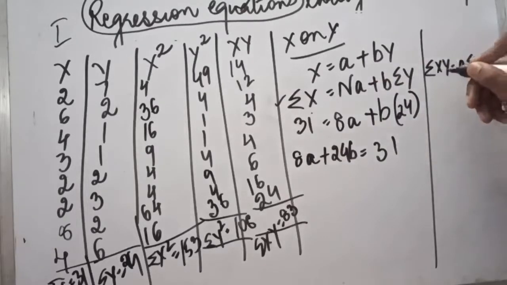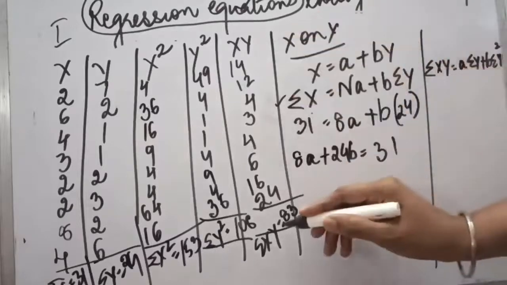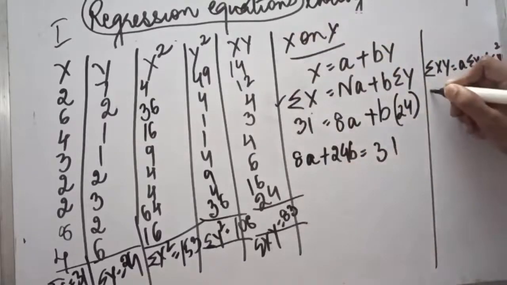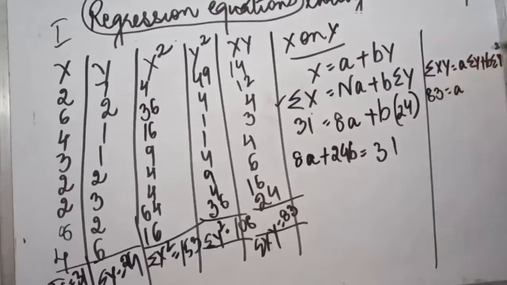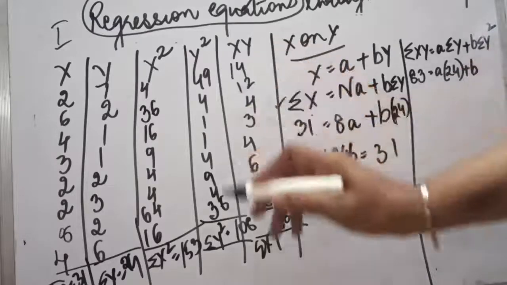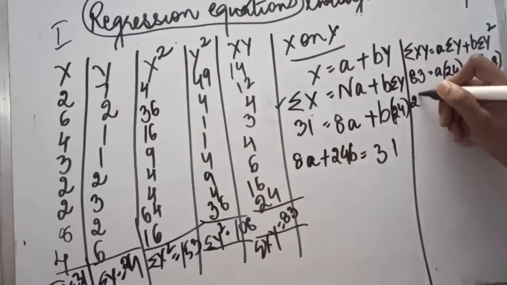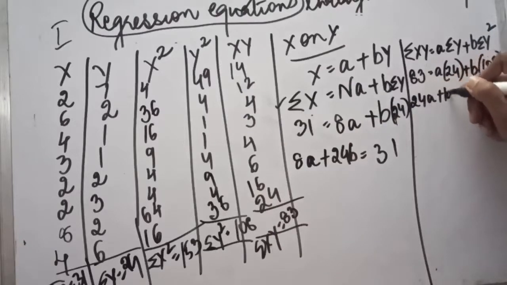Now again we will put the values in our third equation that we created from this basic equation. Sigma xy, you can see from our calculation, came out to be 83. A will be A only. Sigma y was 24. I am just putting the value, plus B sigma y square. So B will be B only. Sigma y square, we can see from this calculation, came out to be 108. So from here we will get our second equation, that is 24a plus 108b is equal to 83.